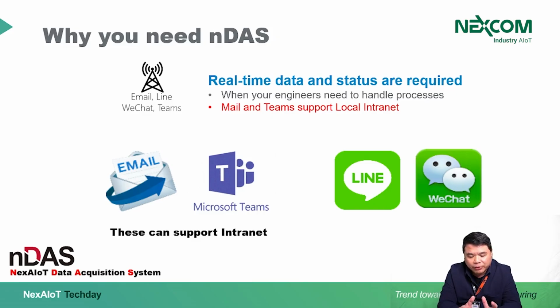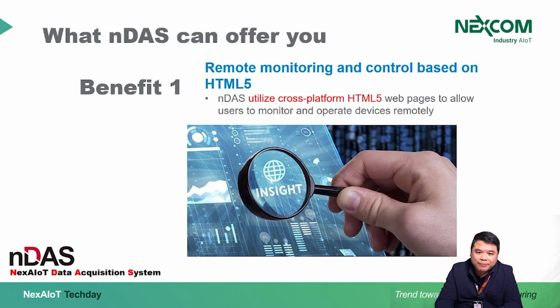This one is very important because a lot of factory networking is closed. So you can use mail and Teams. For example, if your closed network has some event, it can also send an active message to your engineer or user.